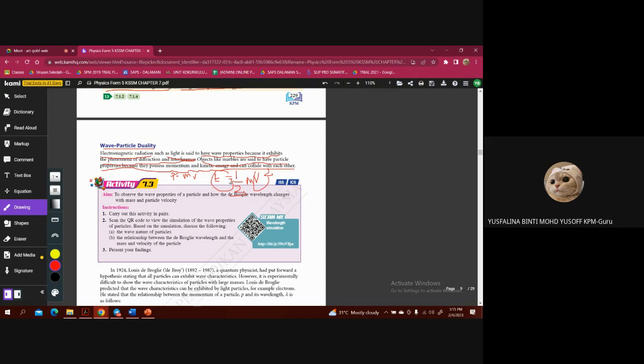elastic collision, because when they collide with each other, they will be separated and move in separate ways, or maybe move in the same way but are not attached to each other. So that is also a property of a particle.